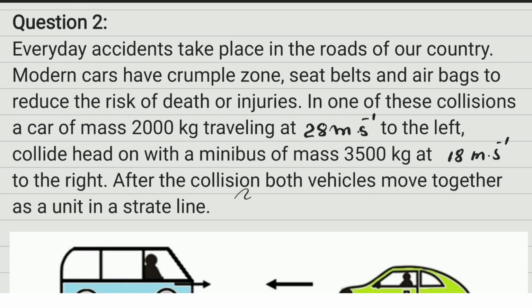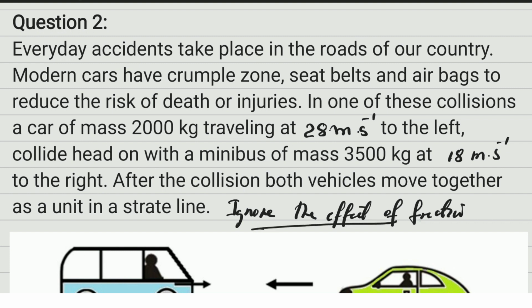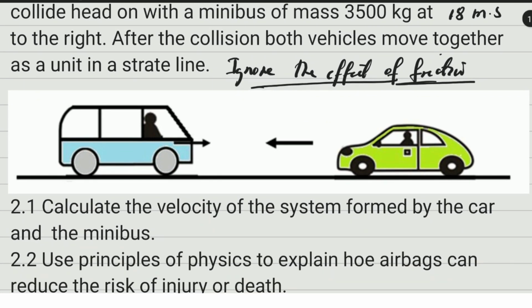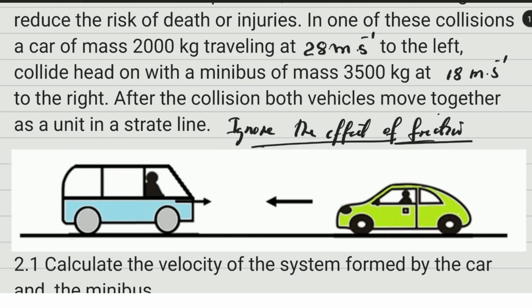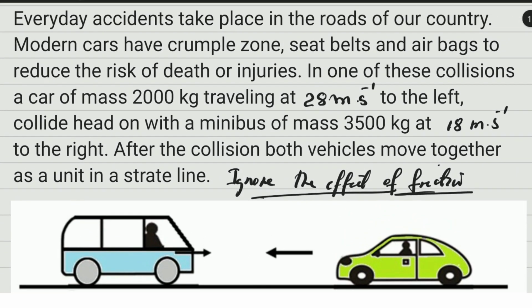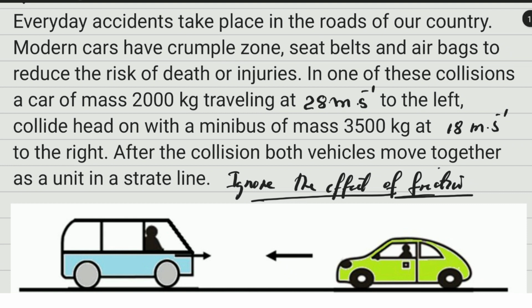And they don't say it here, but we are going to ignore the effect of friction, and this will make the system closed. Okay, so now here is the picture. You have a minibus and you have a car. The minibus is moving to the right, so let's just add the data as we did previously here.